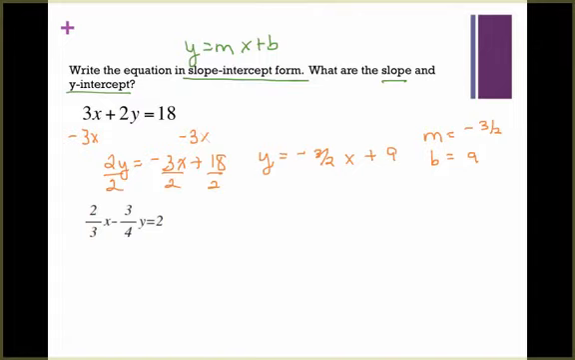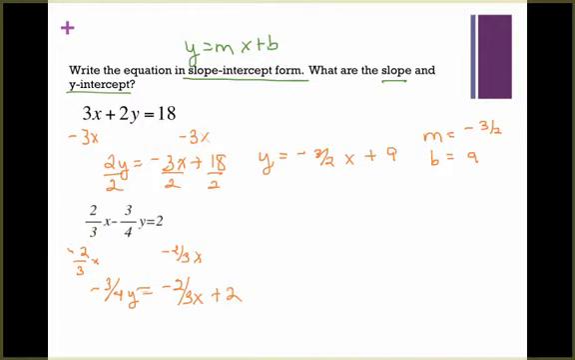We have 2/3 x minus 3/4 y equals 12. And I want to get y by itself. So again, I'm going to subtract 2/3 x from both sides. And that's going to give me negative 3/4 y equals negative 2/3 x plus 2.